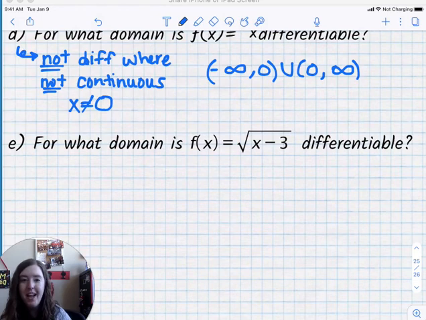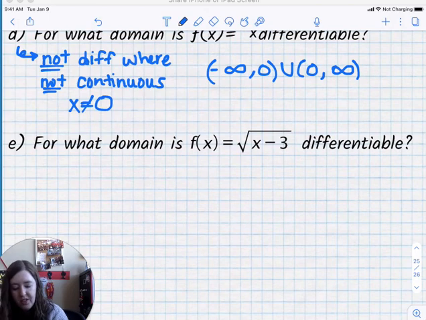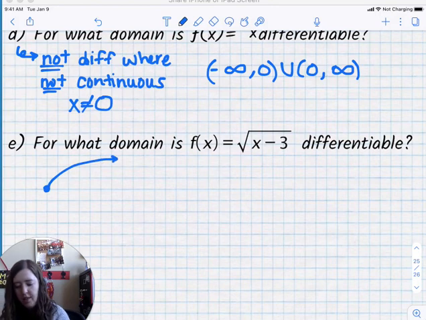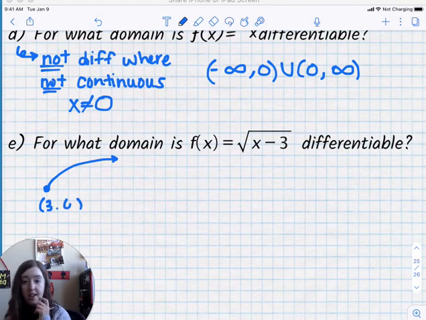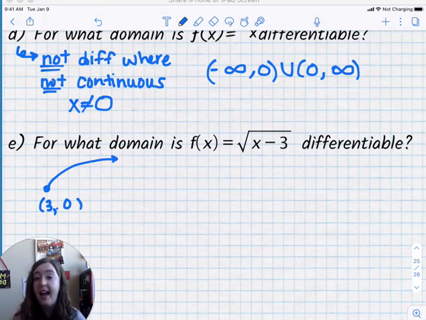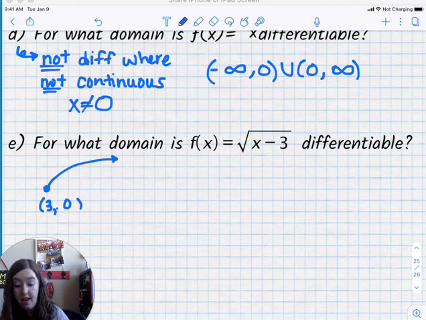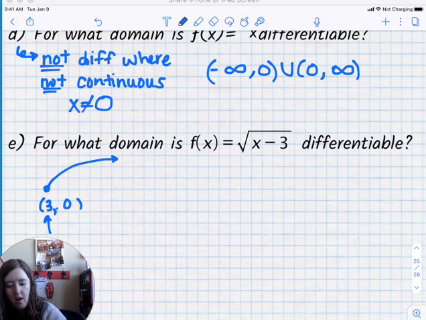So for this next one, we have to figure out where our function is continuous. So we know that this function looks something like this. It was usually at 0, 0, but we got shifted 3 over to the right. So now we're at 3, 0 for that beginning point. So we don't actually have any values less than 3, right? So we can't differentiate on that part. So we're going to be able to differentiate from 3 on. So from 3 to infinity.